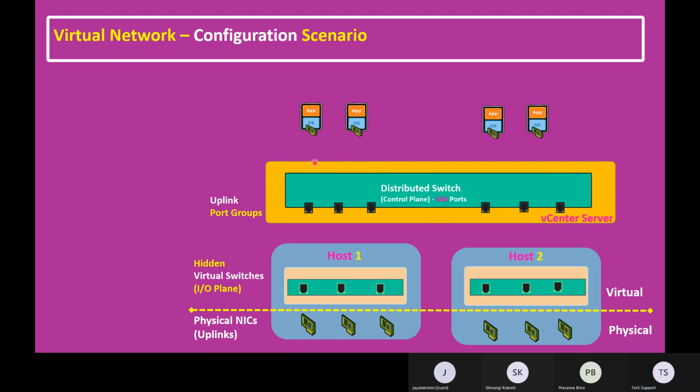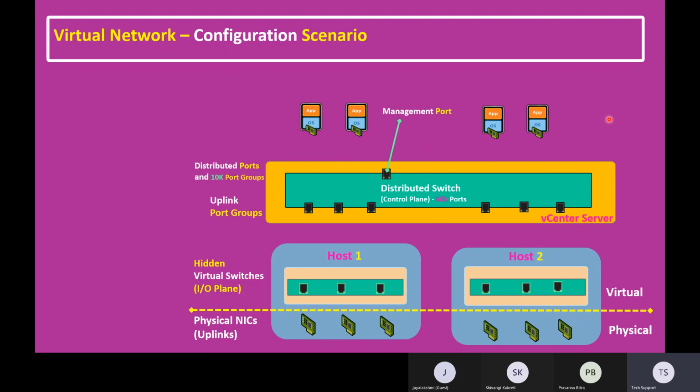Now we have the idea of the DV switch, and its physical connection: whatever physical NICs we have, the same NICs come to the DV switch also. Let's talk about the port group now. The DV switch has two kinds of port groups: one for VM kernel, and another for VM network.